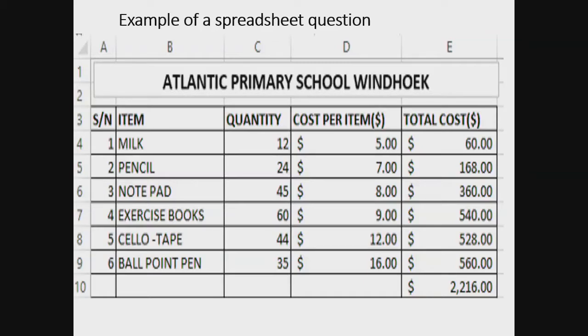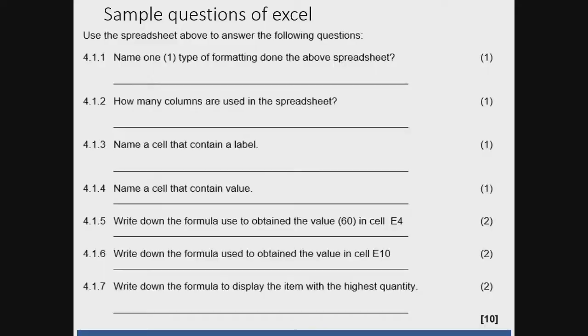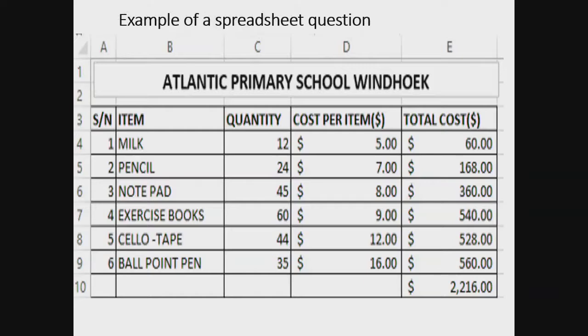Formatting is what has been added to it to make it look different from the way it should have looked. Something that makes it unusual from the way it should have looked. Let's look at another sample question. How many columns are used in the spreadsheet? You count your columns. Let's count. 1, 2, 3, 4, 5.